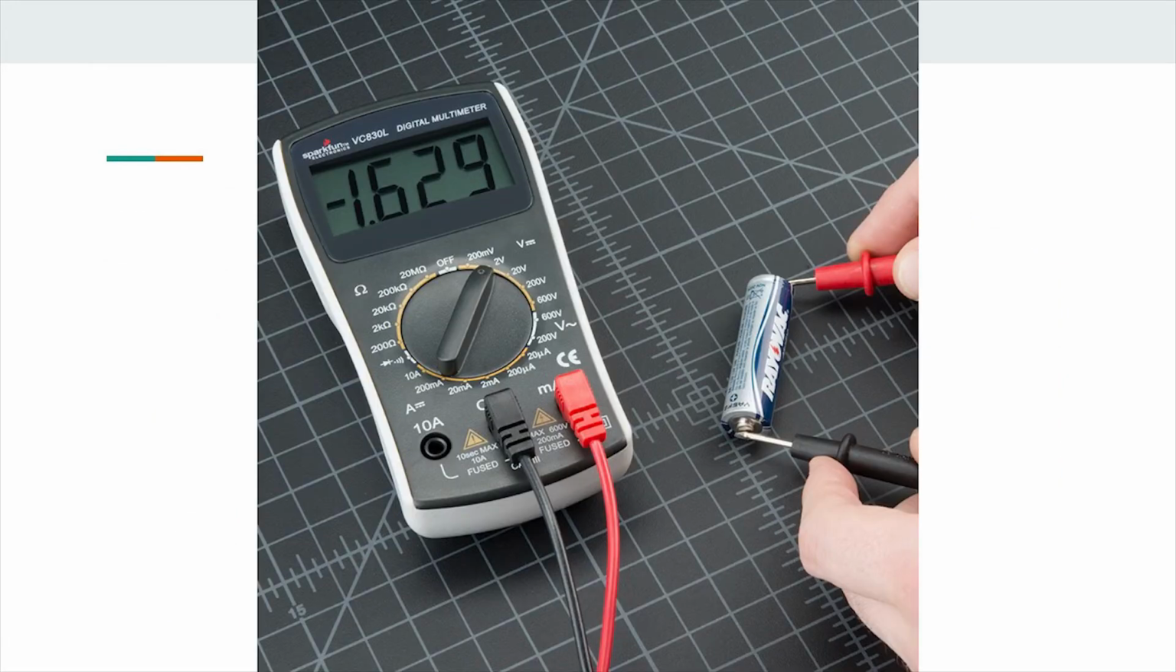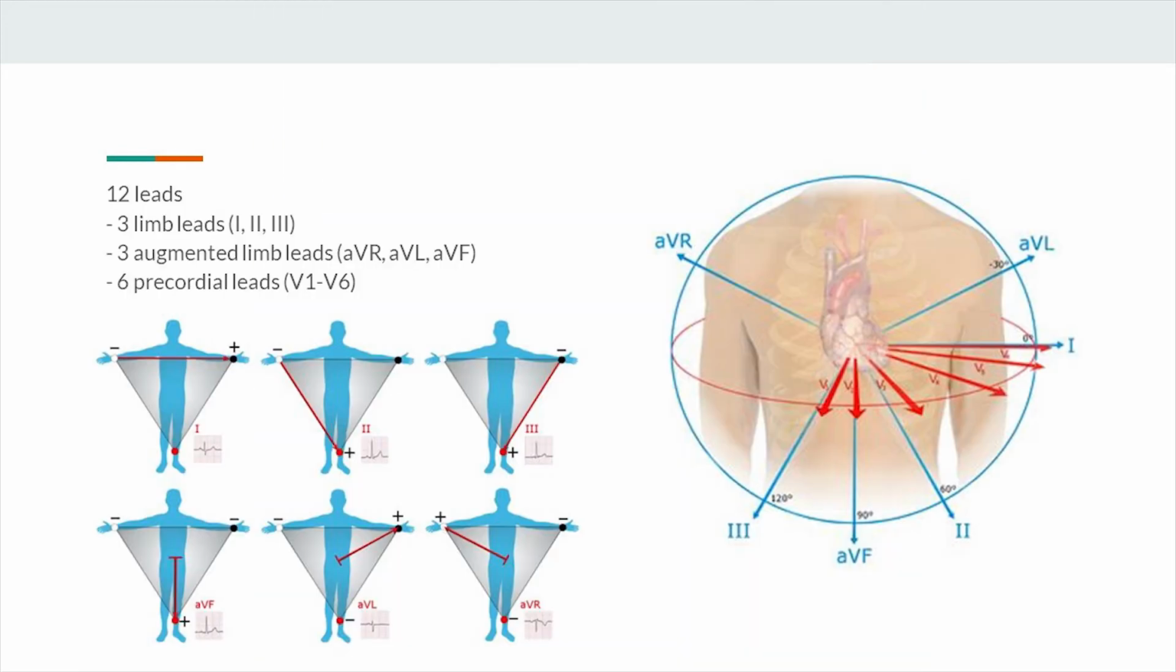If you ever played around with a multimeter before, you probably measured voltage at some point. You take the positive electrode and the negative electrode, and you measure the difference in electrical potential or voltage between the two. So we're basically doing the same thing with an EKG, and in a 12-lead EKG, you can think of it like taking voltage measurements at 12 different spots in the body. More accurately, we're measuring the electrical activity of the heart from 12 different angles.